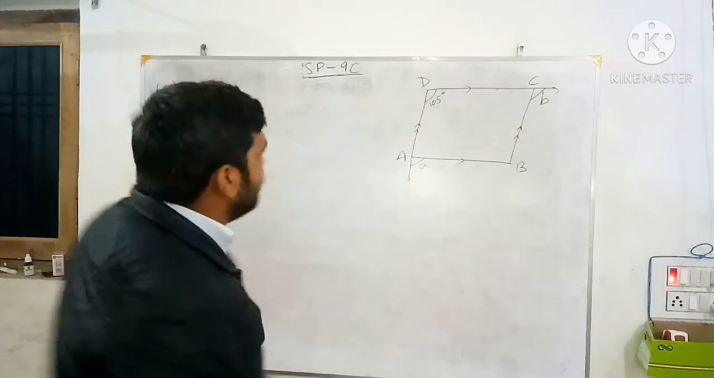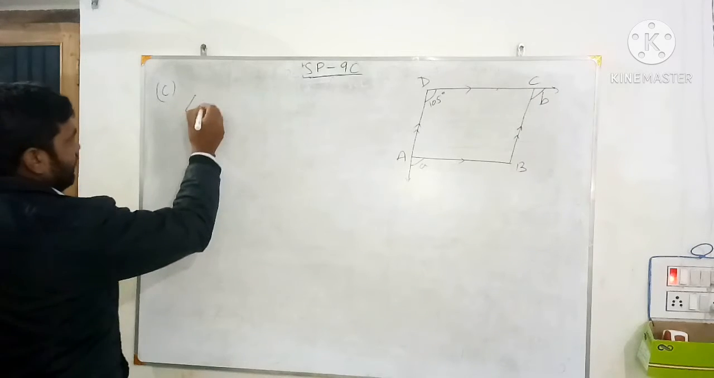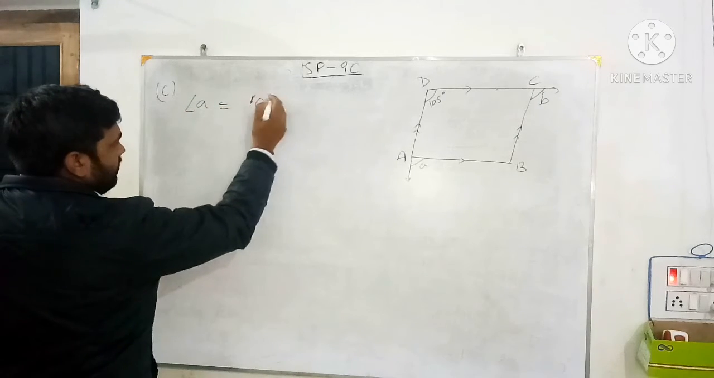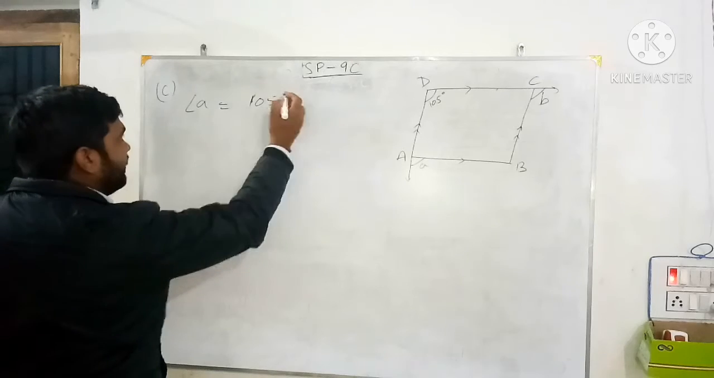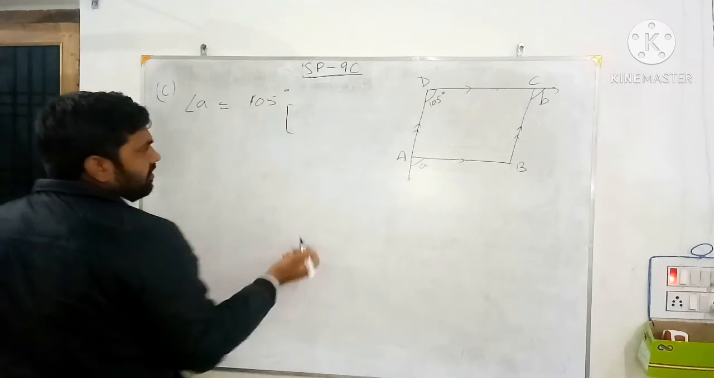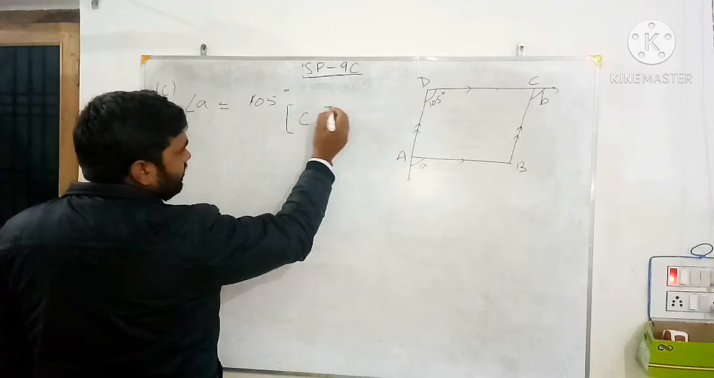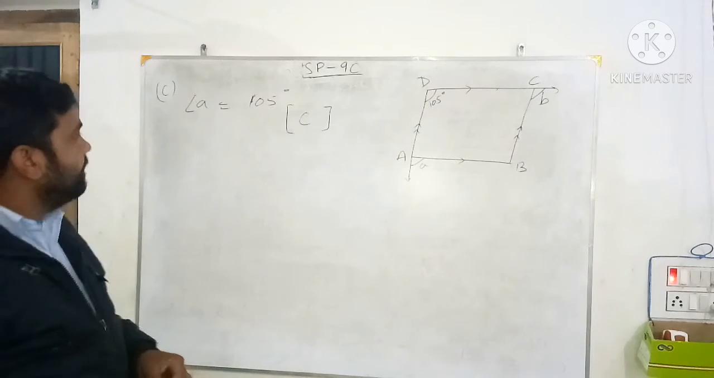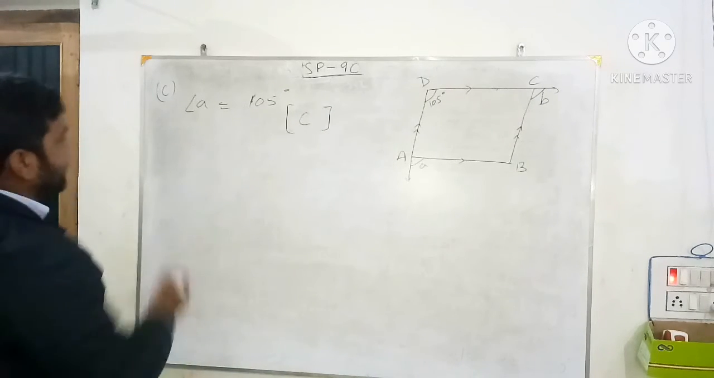So angle A equals 105 degrees. Reason, corresponding angle. I am using C for corresponding angle, so the reason I am putting is C. C means corresponding angle. So now angle B.